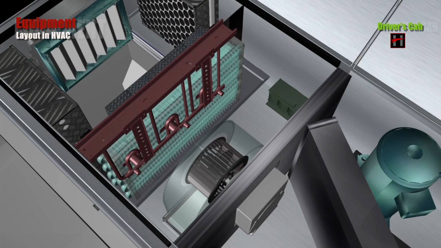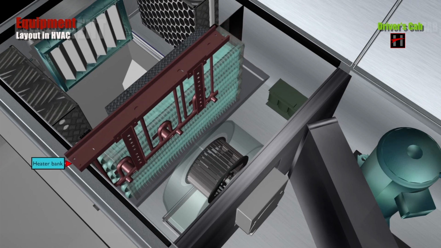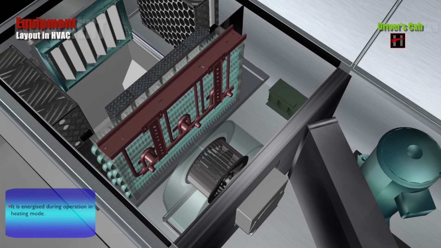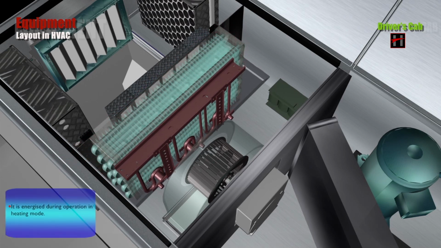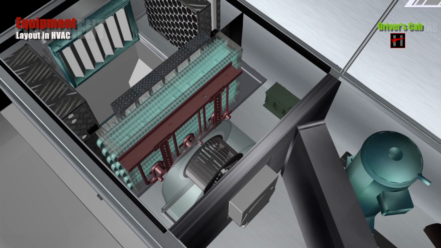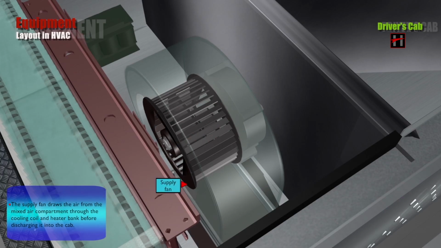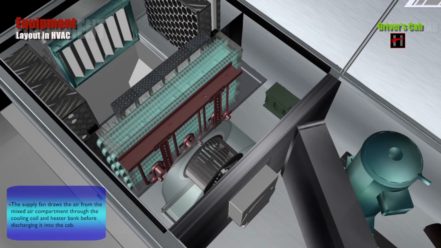The heater bank is installed on the downstream side of the cooling coil. It is energized during operation in heating mode. It adds heat to the air in order to increase the temperature in the driver's cab during the winter time. The overheat protectors are attached to the heater arrangement. They will disconnect the heaters in case the temperature reaches an unsafe level. The supply fan draws the air from the mixed air compartment through the cooling coil and heater bank before discharging it into the cab.